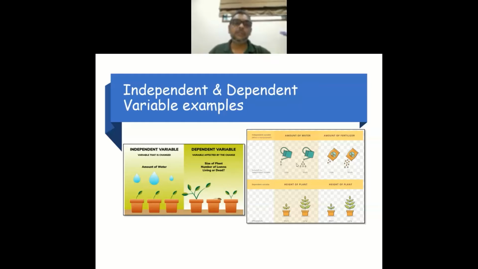Okay. So it's also here, sir. The amount of water, fertilizer, semua ada kat sini. Okay. So now you can get the idea. Now you go back to the definition tadi.